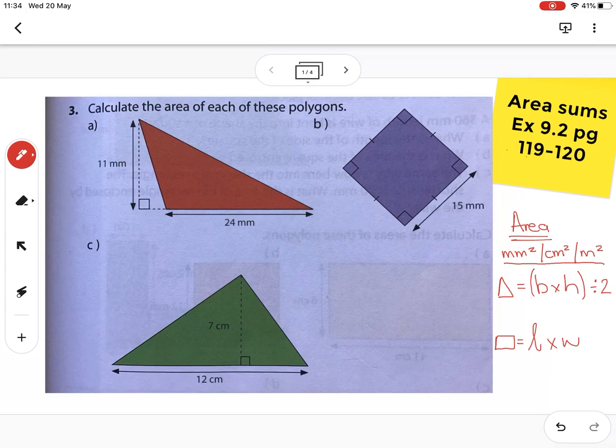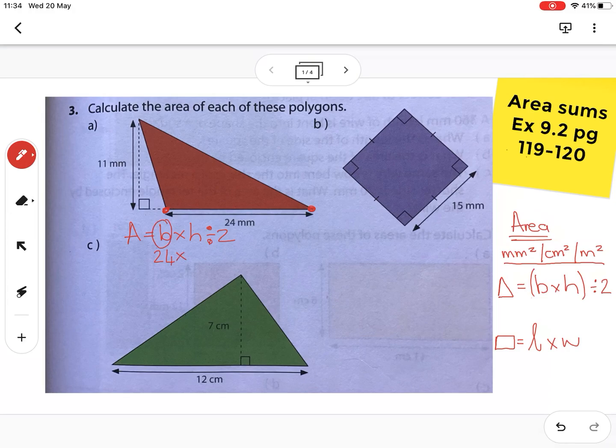I have a triangle at 3A, and I want to work out its area. Now, what part of the triangle is the base? It's this, the 24. Okay, so I know I want to work out the area. I want to do base times height divided by 2. I know I need to say, okay, my base is 24, right?